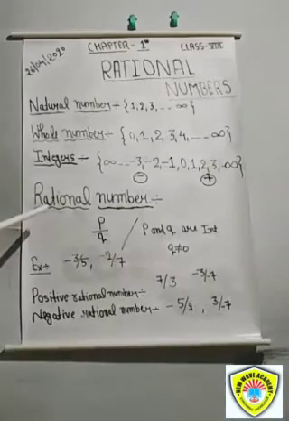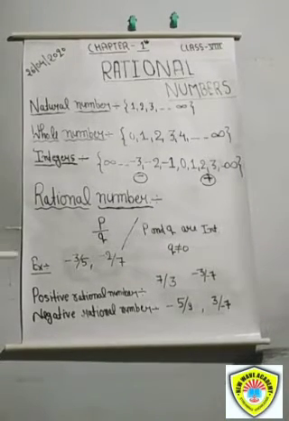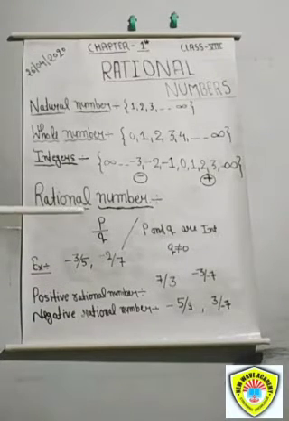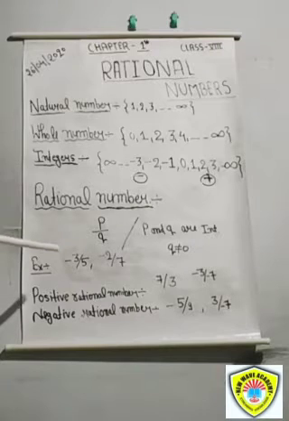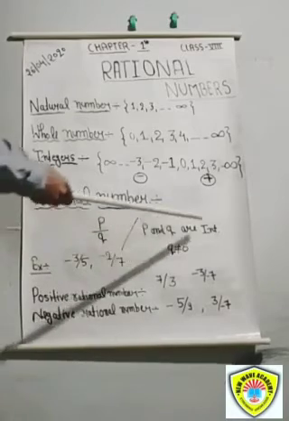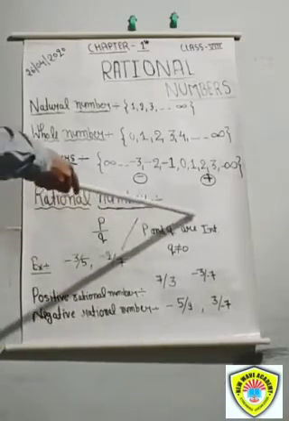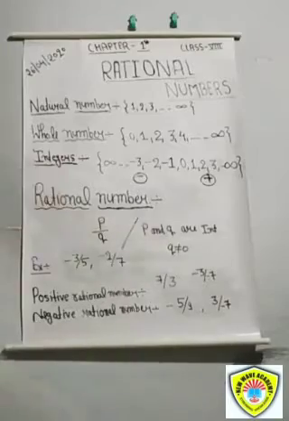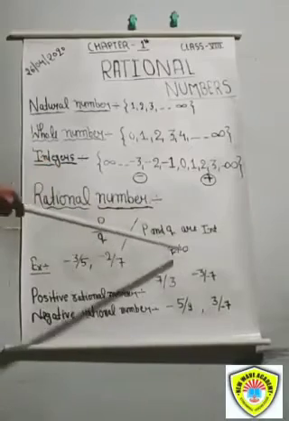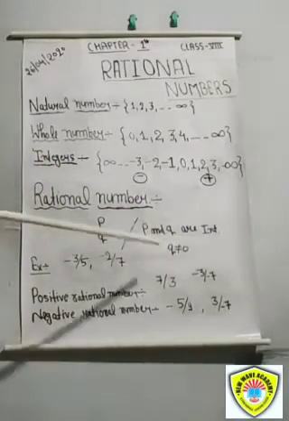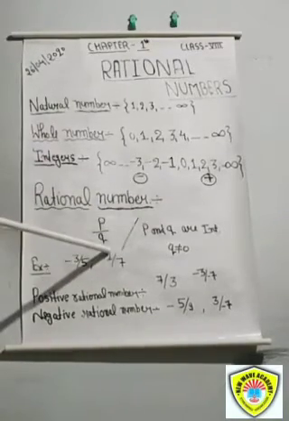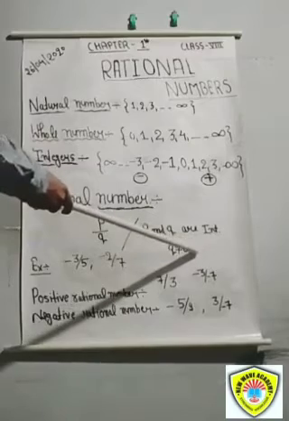Now we are moving to our important topic, rational numbers. What is a rational number? A number which can be written in the form P upon Q, where P and Q are integers and Q is not equal to 0. This is our first condition and this is our second condition: P and Q are integers, and Q is not equal to 0.